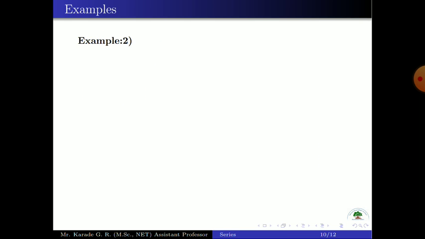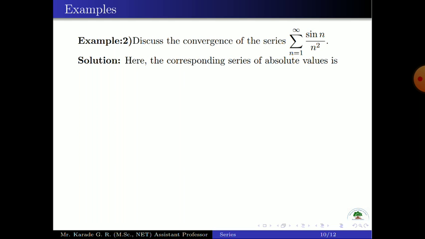Okay, let us take the next example. Example number 2. Discuss the convergence of the series summation sine n upon n square, n equal to 1 to infinity. Here the corresponding series of absolute values is the series mod sine n upon n square, n runs from 1 to infinity.